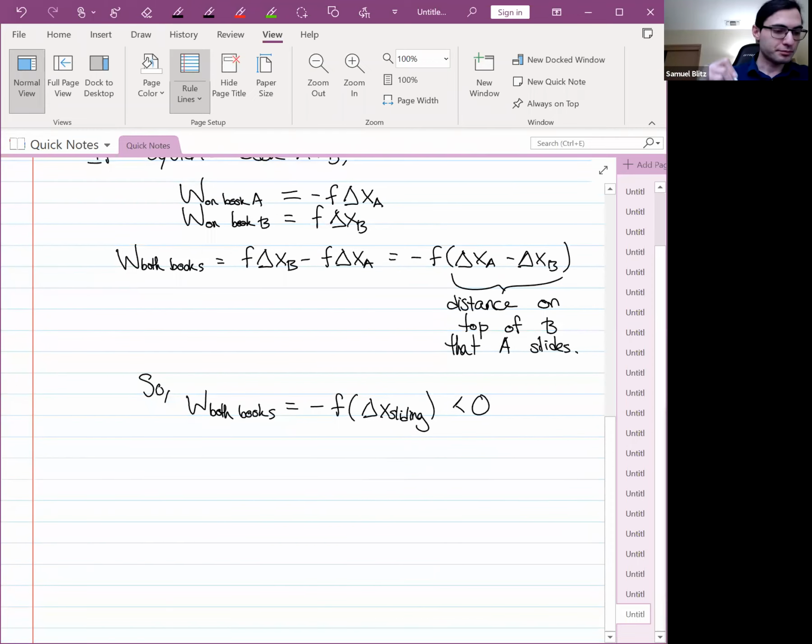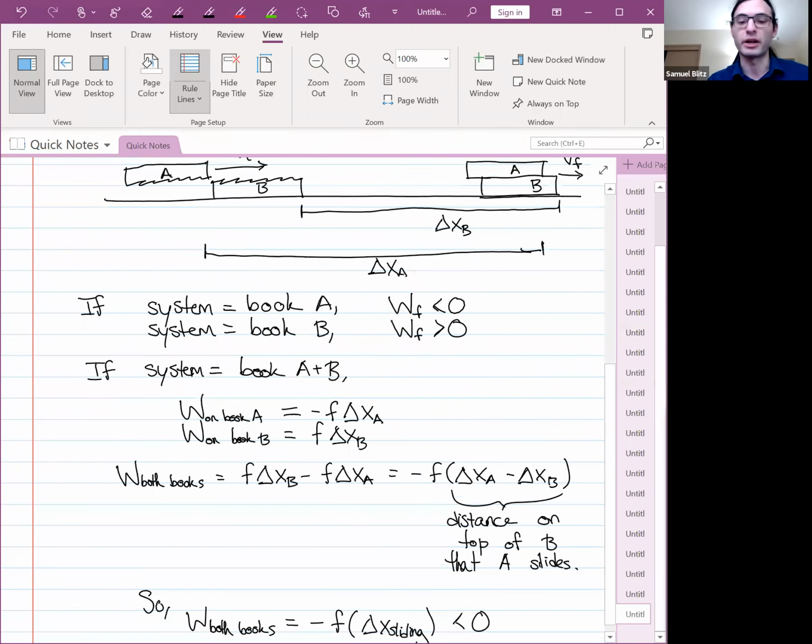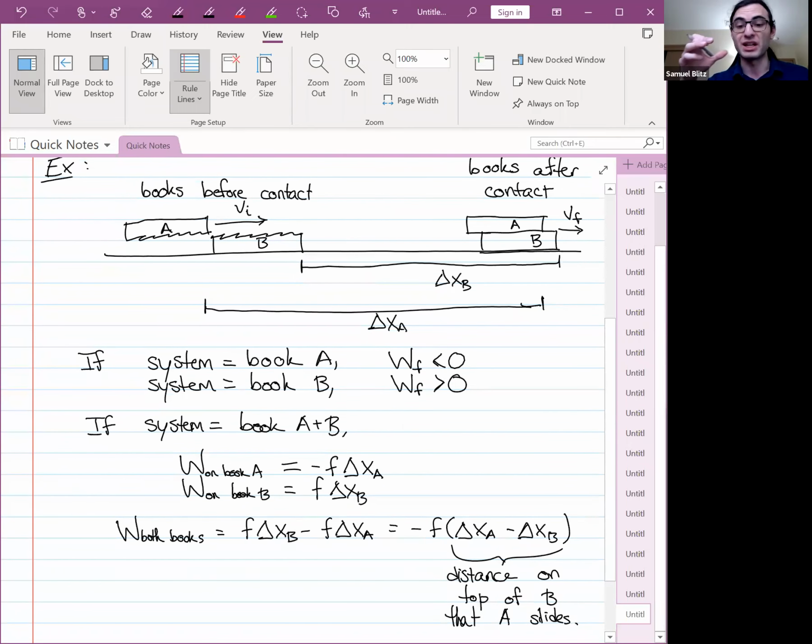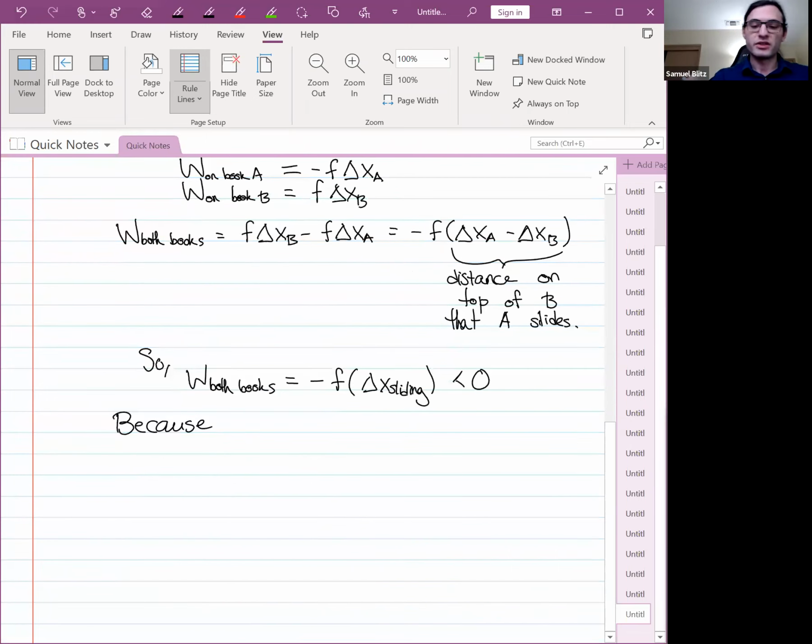And because all of these forces are internal to the book A plus B system, why was work done on book A negative? Because it slows down, right? A starts off at some speed, and then it rubs in contact with book B. The friction force opposes that rubbing, and so it slows down a bit. So because the system is A plus B, the work done on both books is internal.